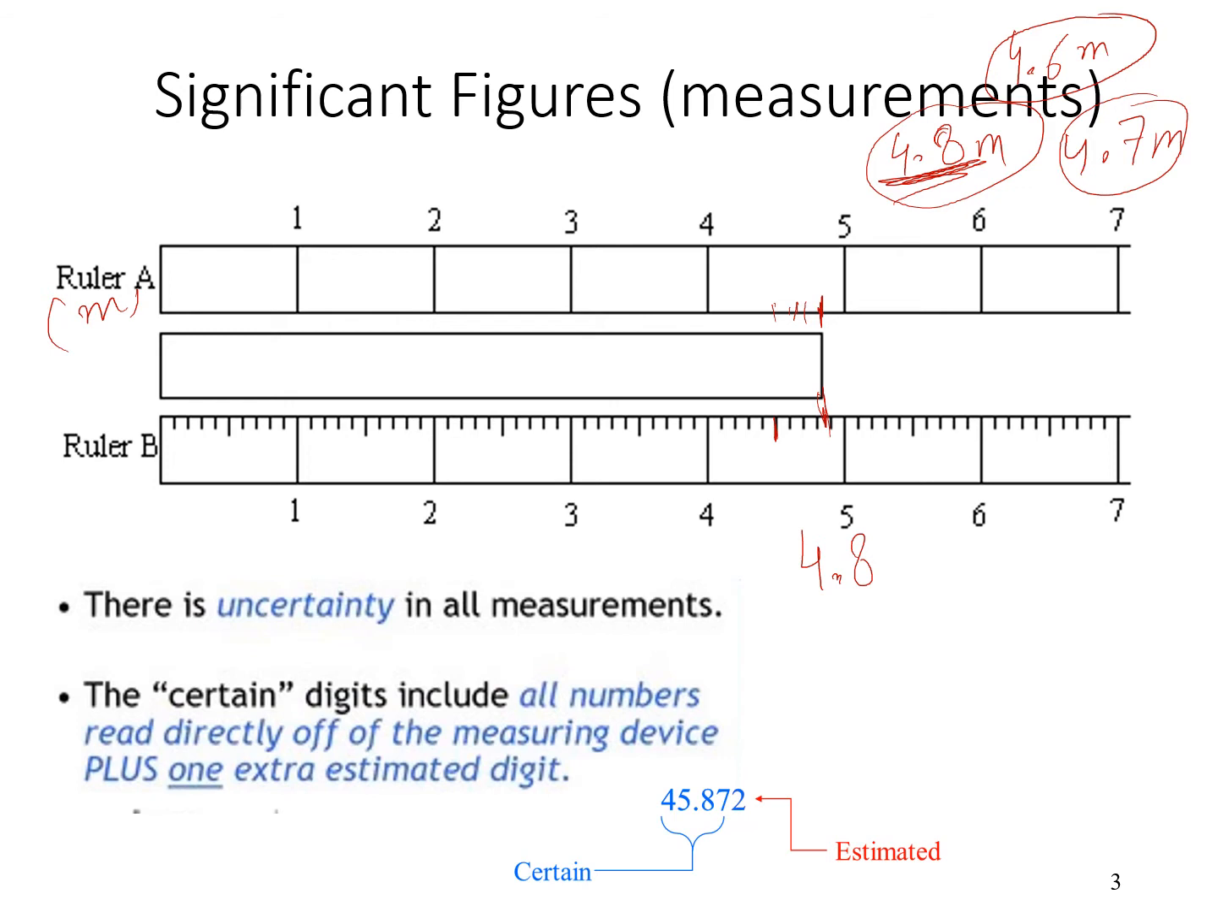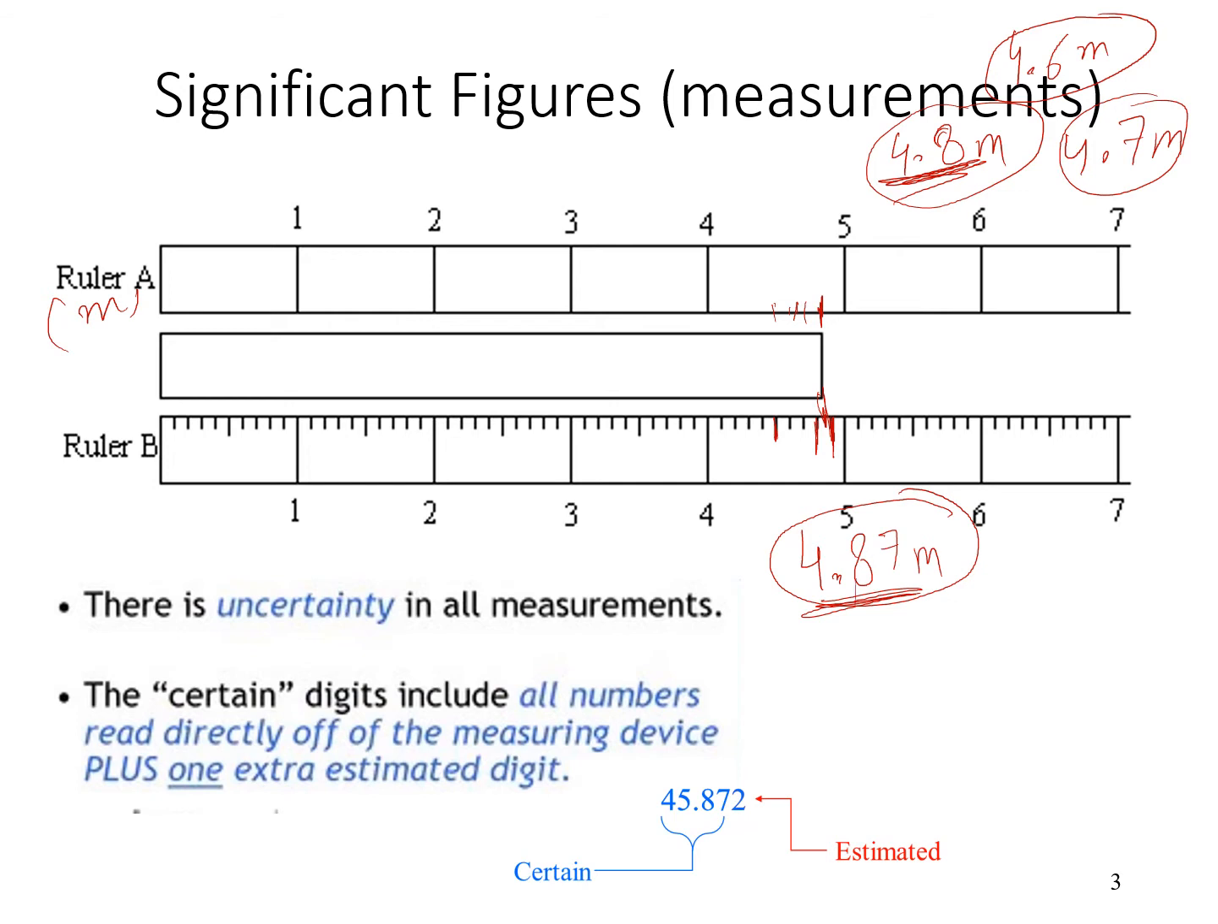So if this is 4.8, this is 4.9. I am somewhere between 4.8 and, I don't know, 4.87 meters. Okay, so now you can see right here, this ruler above only gave us 4.8 meters. The ruler below told us that the stick is 4.87 meters. So which ruler right here is more precise? The bottom one, right? So this is exactly what sig figs tell you.